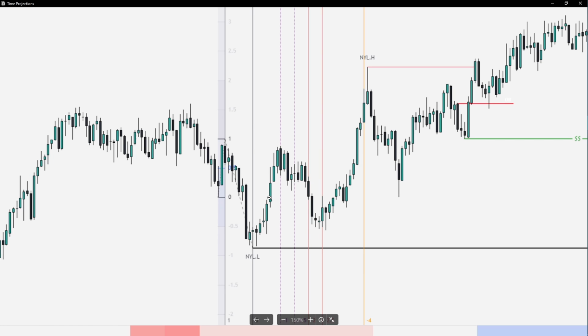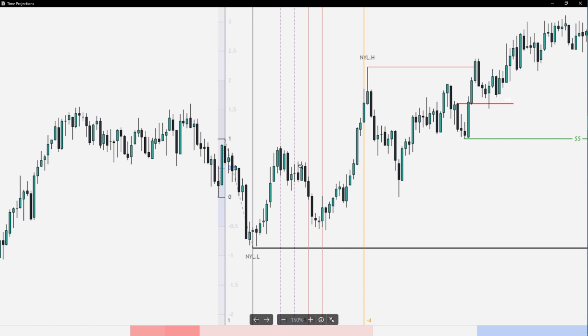Fair value gap here. So if you had your limit order at the top end, looking to go long, targeting this liquidity up here, which also is decently close to the -2 to -2.5. Your stop would be below the fair value gap low. So limit order there, stop below this low, drag that out.